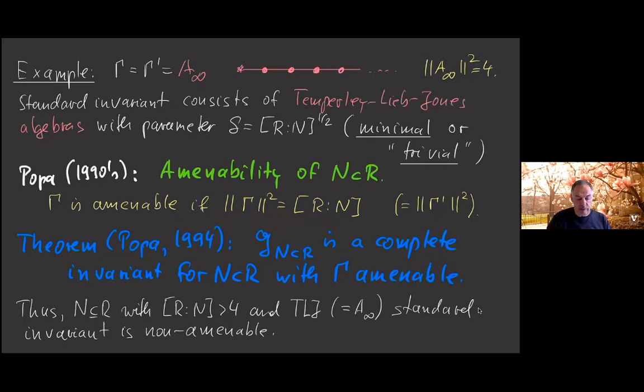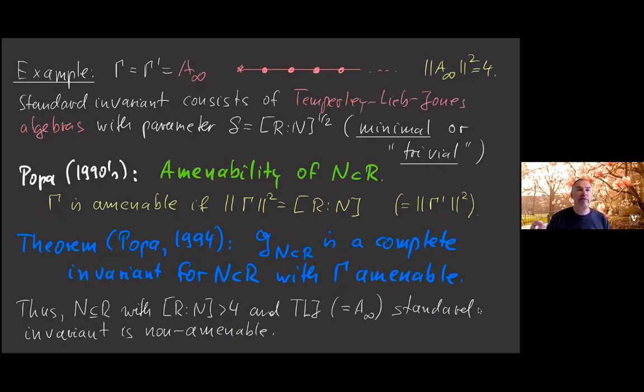And the beautiful theorem that Popa proved, which is extremely hard and deep, in 1994, is that if you have a subfactor of the hyperfinite II_1 factor with amenable graph, well, then the standard invariant is a complete invariant. So for instance, this happens when we have finite depths. So when these graphs here are finite, and by the way, the graph Gamma is finite if and only if the graph Gamma prime is finite.